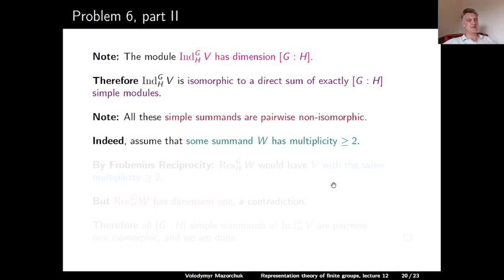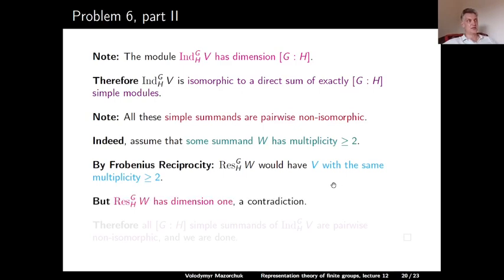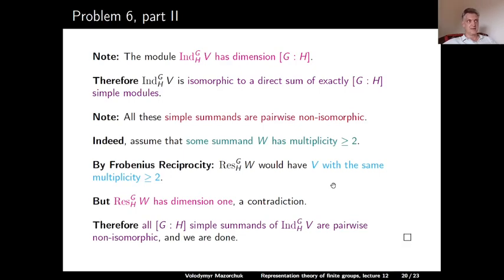Indeed, if we assume that some summand appears with multiplicity at least 2, then, by the Frobenius reciprocity, the restriction of the summand to H should have V with multiplicity at least 2. But this restriction has dimension 1, so it cannot have multiplicity 2 at all. So this is a contradiction. So therefore, all these summands are pairwise non-isomorphic, which means exactly that there are the index of H in G different simple G modules which restrict to V. And this solves our problem.